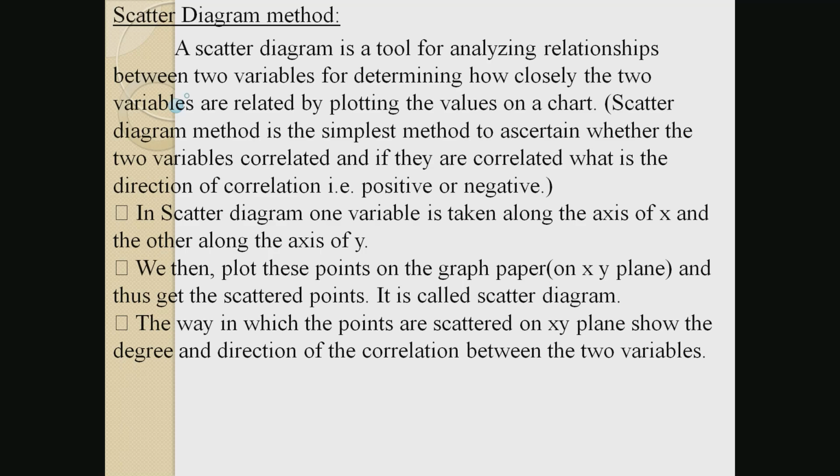Scatter diagram method. This is the simplest method of finding out whether there is any relationship present between two variables by plotting the values on a chart, known as a scatter diagram. In this method, the given data are plotted on graph paper in the form of dots. X variable is plotted on the horizontal axis and Y variable on the vertical axis. Thus, we have the dots and we can see the scatter of the various points.